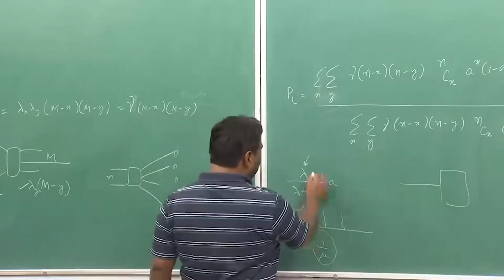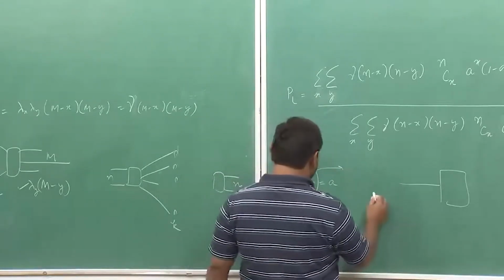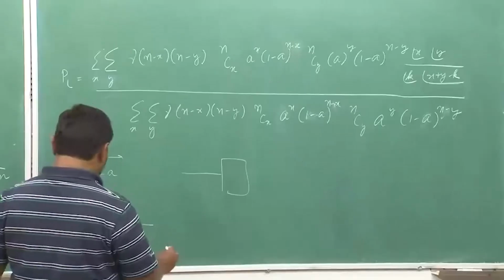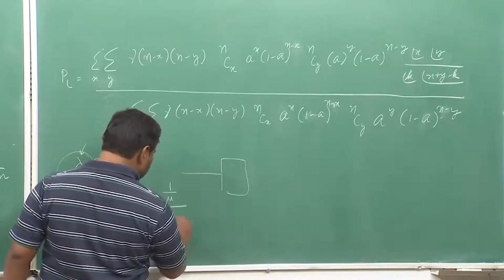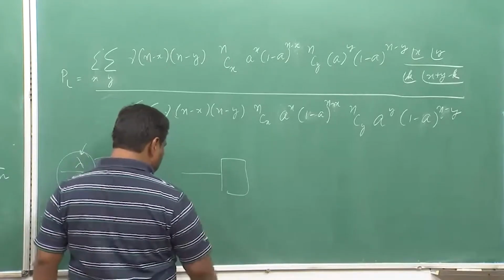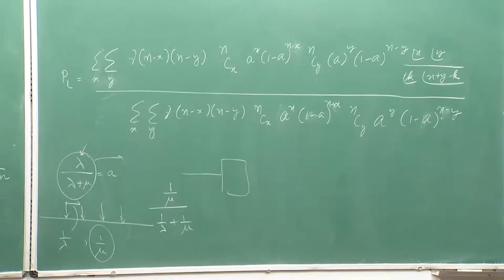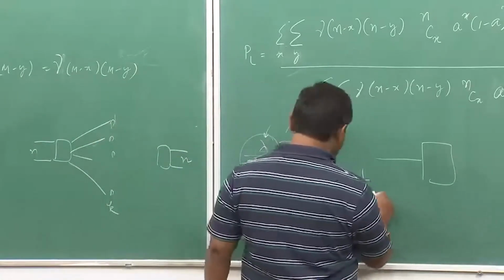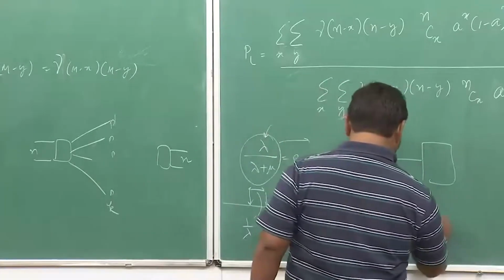So, I can actually modify this and do the inversion. I can put this as 1 over mu divided by 1 over lambda plus 1 over mu. Okay. So, I can do this. And this is nothing but as good as A, you can actually prove this one.